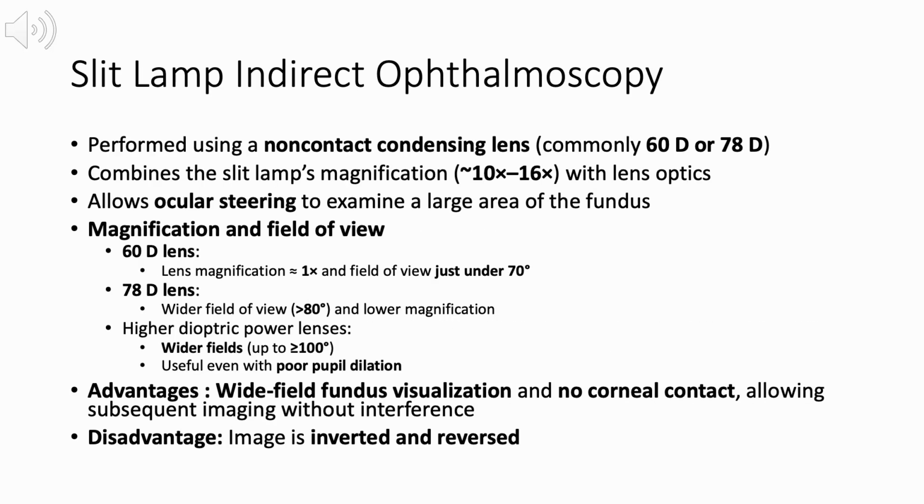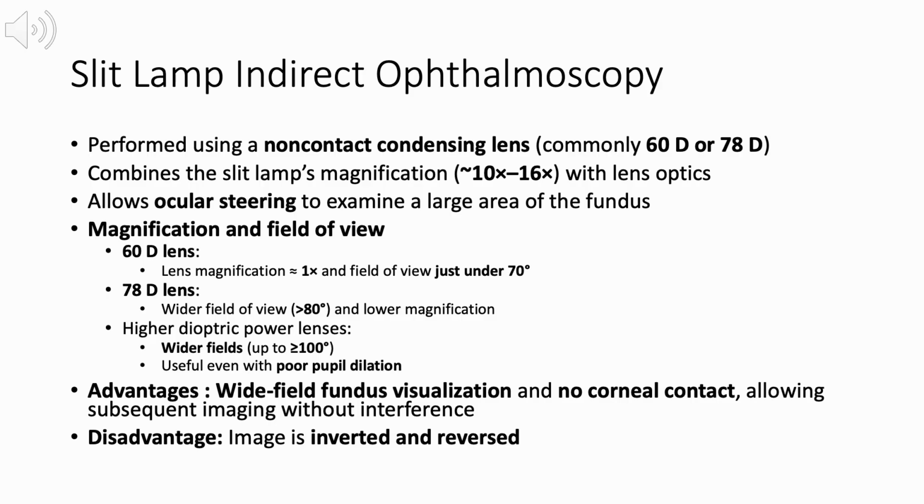Another commonly used indirect technique is slit lamp indirect ophthalmoscopy, which combines the optics of a non-contact condensing lens with the magnification of the slit lamp. This examination is typically performed using a 60 diopter or 78 diopter lens and leverages the slit lamp's magnification, generally in the range of 10 to 16 times. Ocular steering allows the examiner to visualize a large area of the fundus. The choice of condensing lens influences both magnification and field of view.